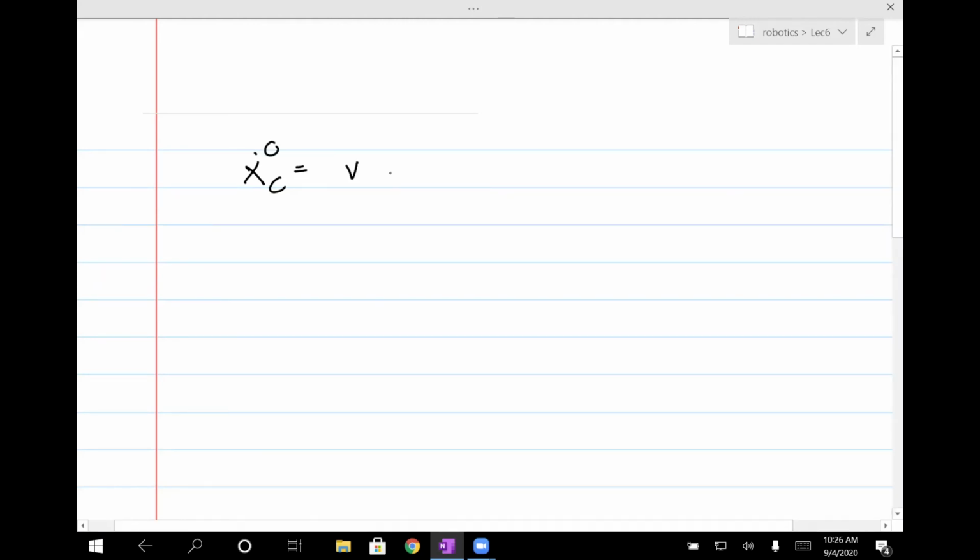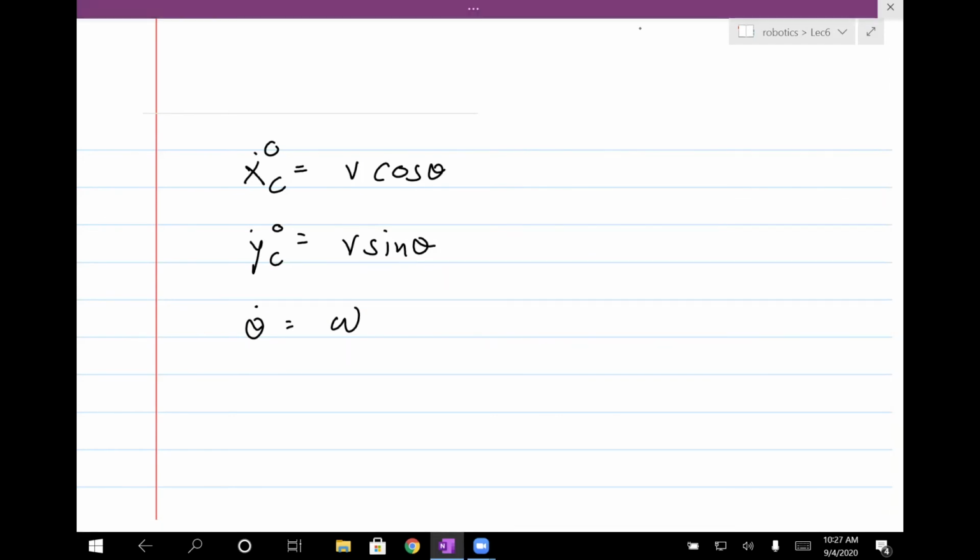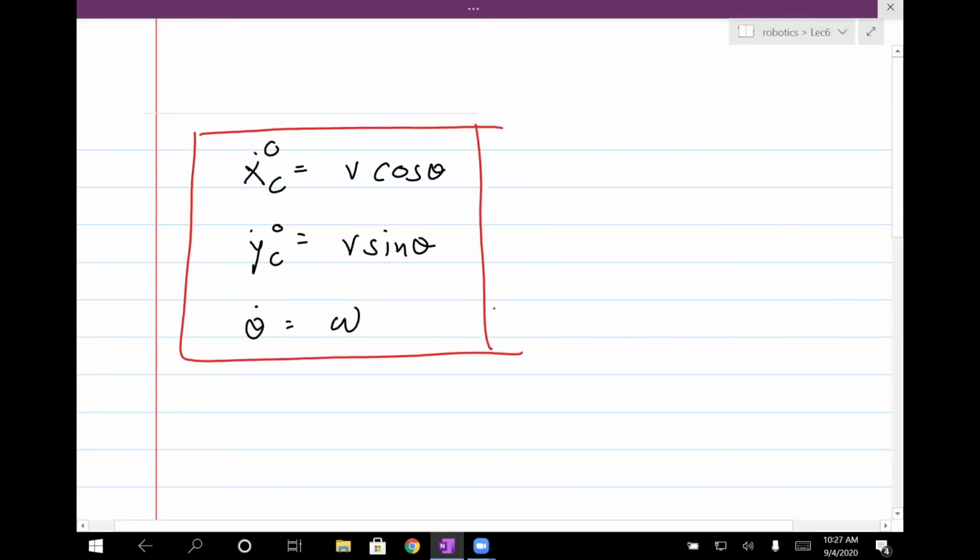x dot C in frame 0 is v cosine theta, y dot C in frame 0 is v sine theta, theta dot is omega. So these are the equations you will see if you read a text or if you're reading papers. That's the expression you'll see. For all practical purposes, we will use this formula for simulation.